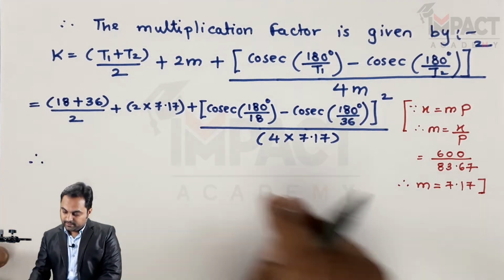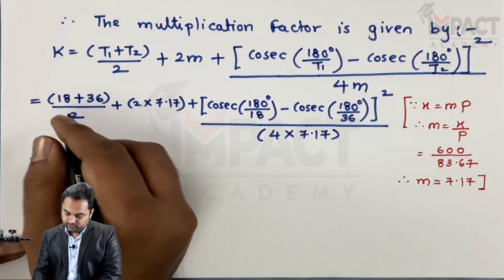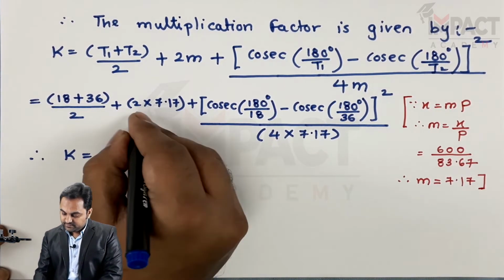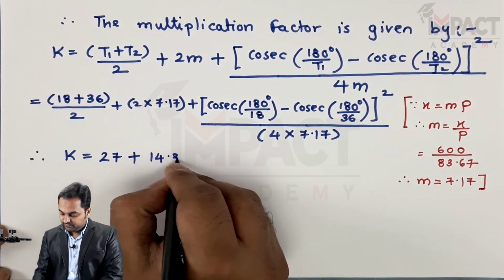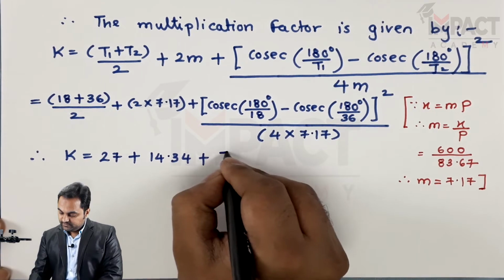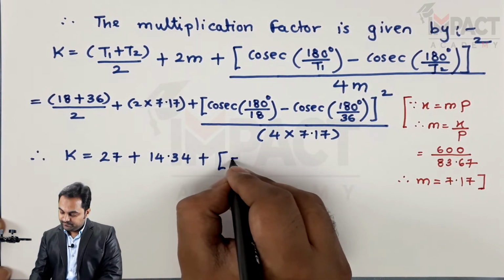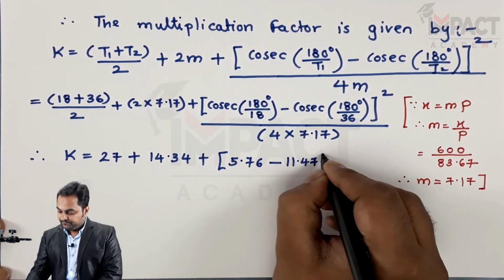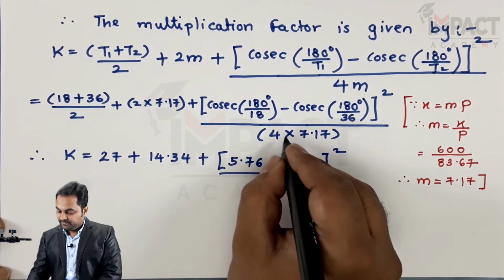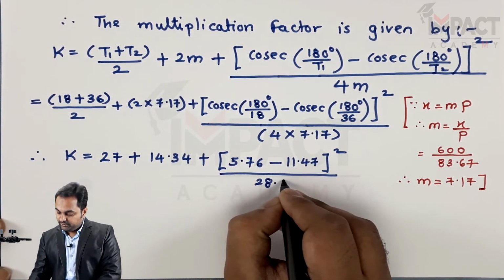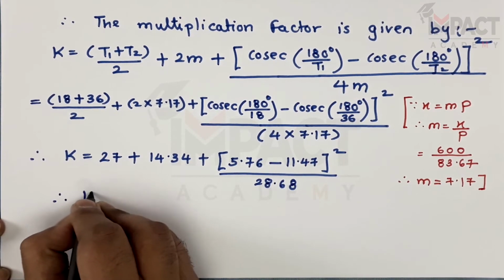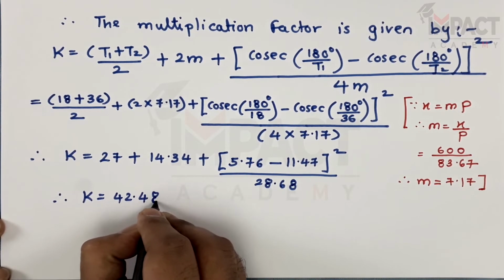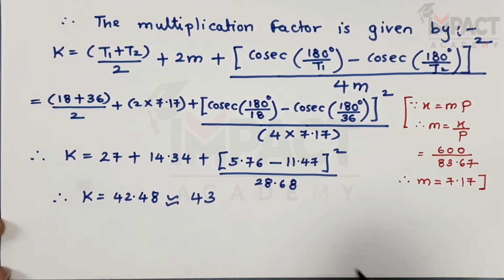So therefore here K will be equal to this first term. When I calculate, I am getting it as 27. Next, the second term comes out to be 14.34, plus the terms inside the bracket, cosec of the first term is 5.76 minus the second term 11.47, whole square, divided by 4 into 7.17, that is 28.68. And finally when I calculate all the values here, K comes out to be 42.48. So we can make it 43, an integer value.